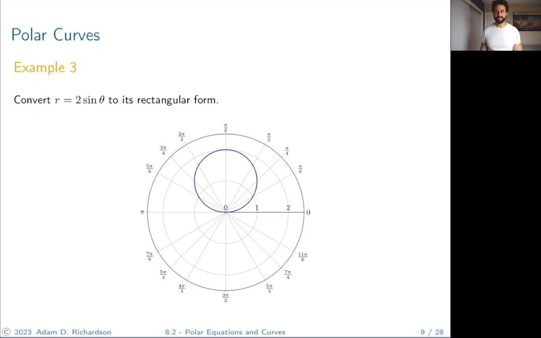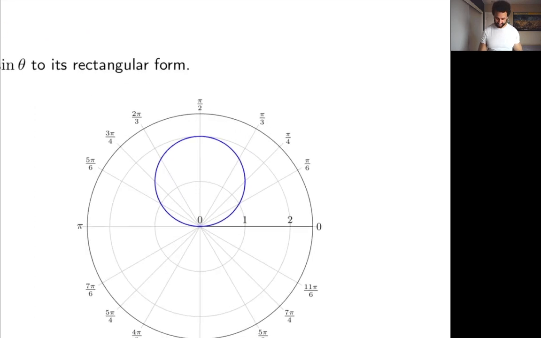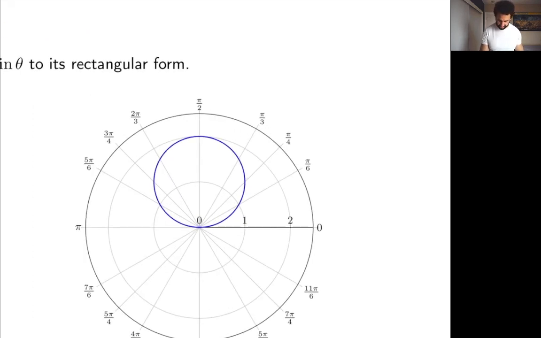Here's the picture of it. In terms of Cartesian coordinates, here is the center, 0, 1, and the radius is 1. And so this is the circle that we're looking at. Not too bad, right? Not too bad.